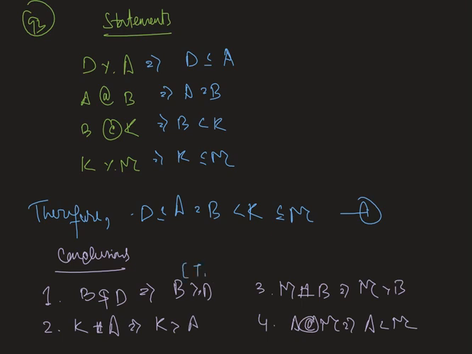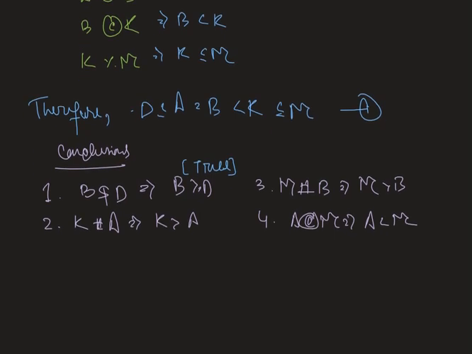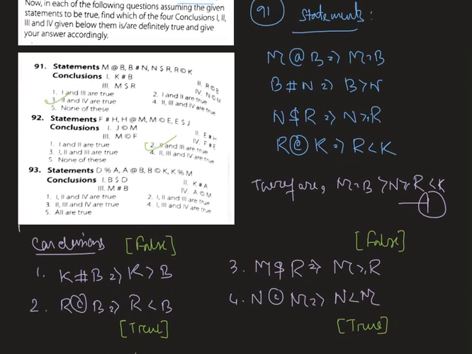Now the first conclusion is true, we can say from the inequality. The second conclusion is also true, the third one is also true, and so is the last one. Therefore all are true. Then option 5 is the correct answer. So we have solved 3 of the questions based on the statements.